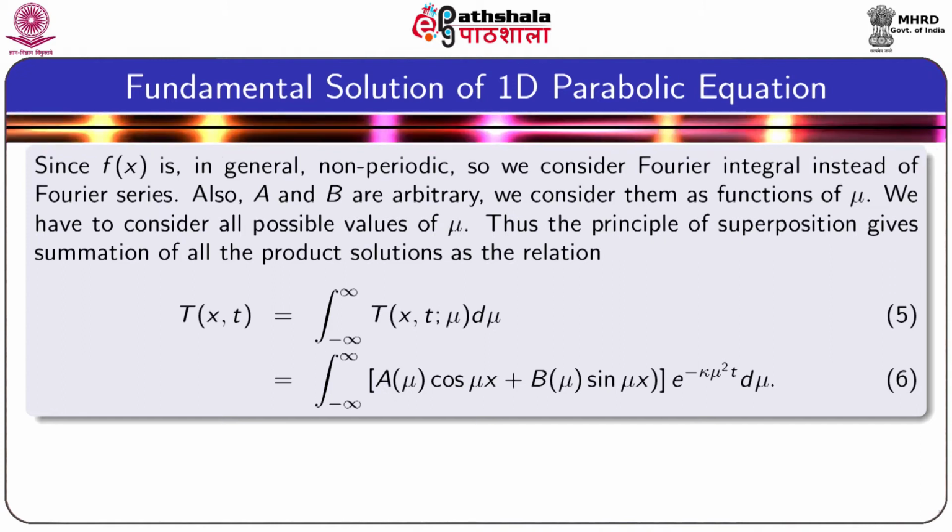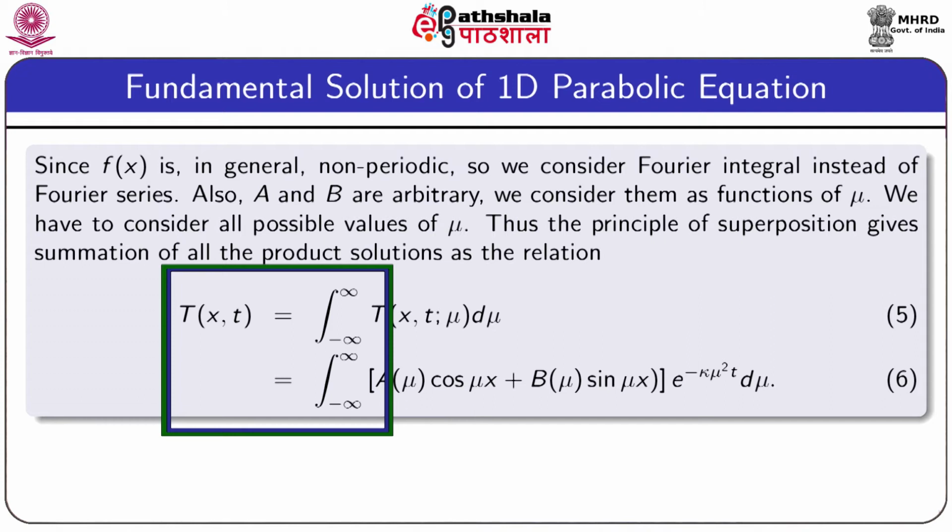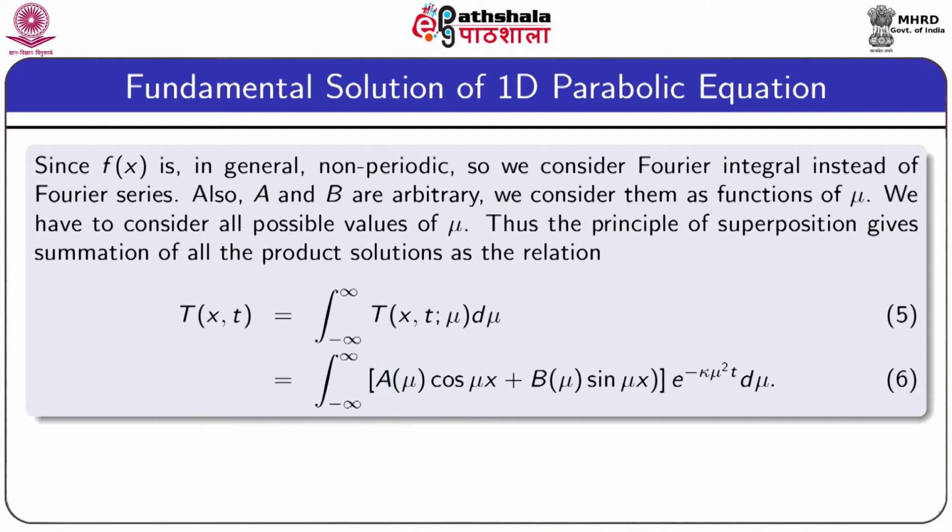Since f(x) is in general non-periodic, we consider the Fourier integral instead of the Fourier series. So, instead of summation, we are considering integration. Also, A and B are arbitrary. We consider them as functions of μ. Now, we have to consider all possible values of μ. Thus, the principle of superposition gives the summation of all product solutions: T = ∫ from 0 to ∞ of T(x,t;μ) dμ.